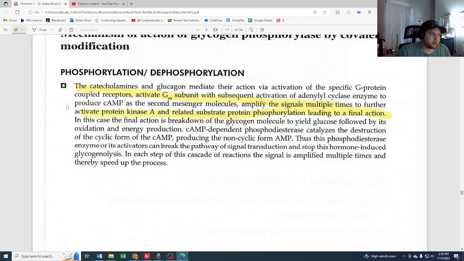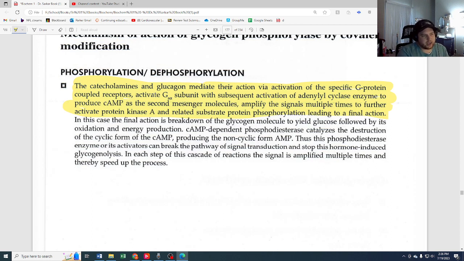All of this here was our G protein coupled reactions that we studied. I think it was all the way back in exam 1. All coming full circle. So in this case, the final action is breakdown of the glycogen molecule to yield glucose, followed by its oxidation and energy production.